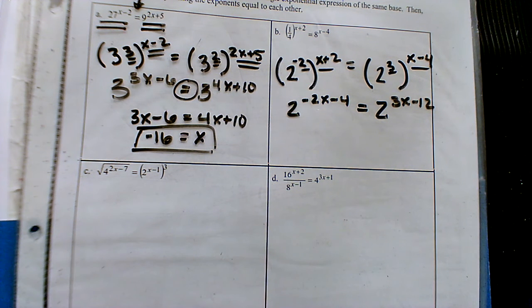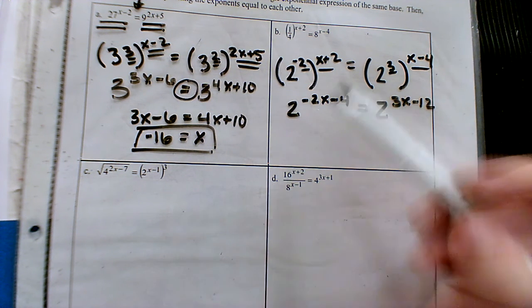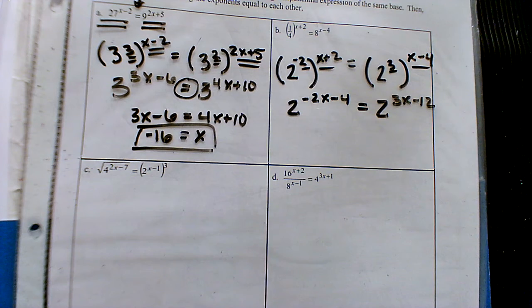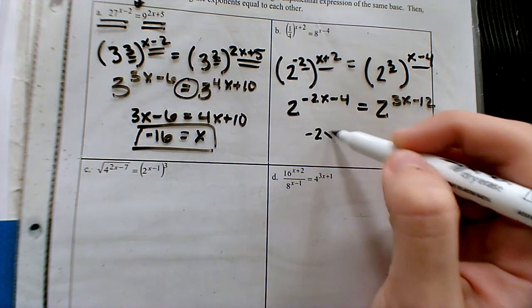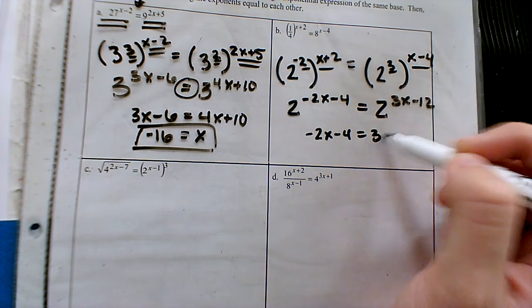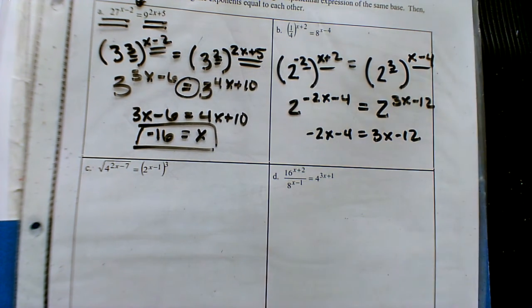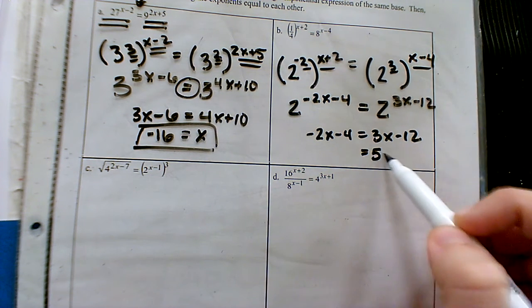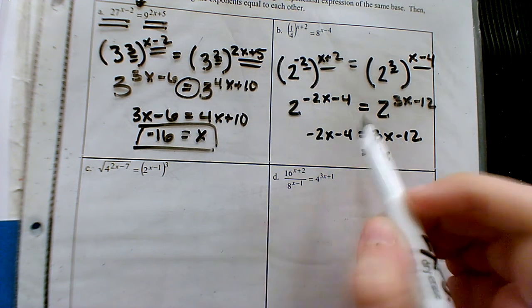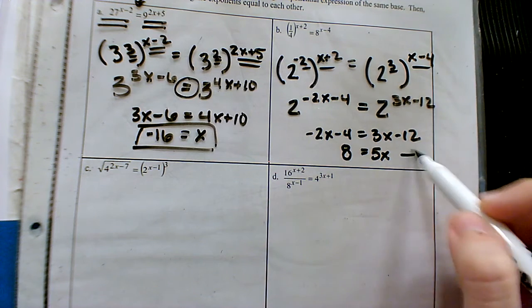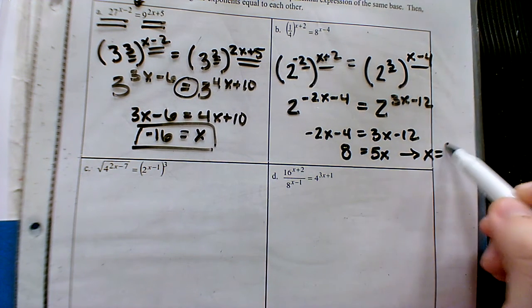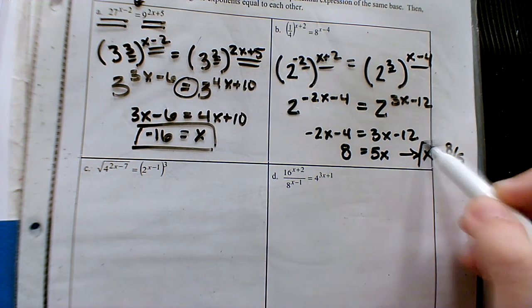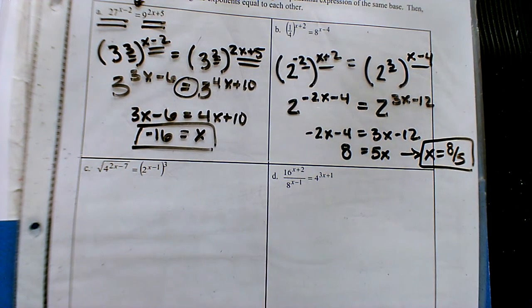All right, and if we think about it, we want the left and the right to be exactly the same. We already know the bases of 2 are the same, so we essentially just have to check the powers. When are those equal? So I can add a 2x over, add a 12 over, and looks like divide by 5. So I get 8/5.